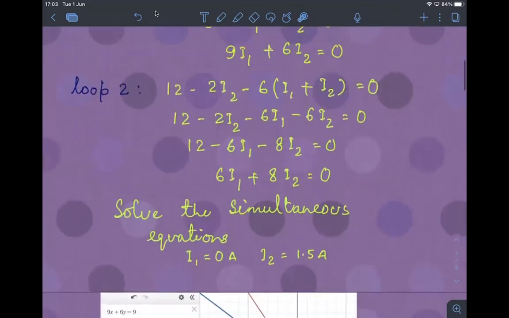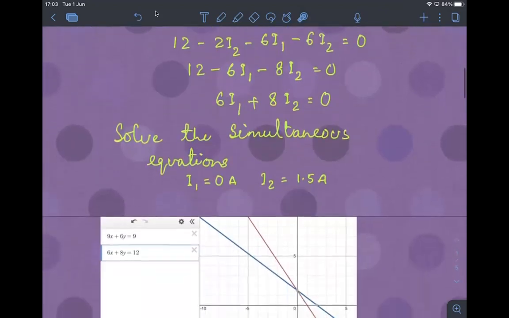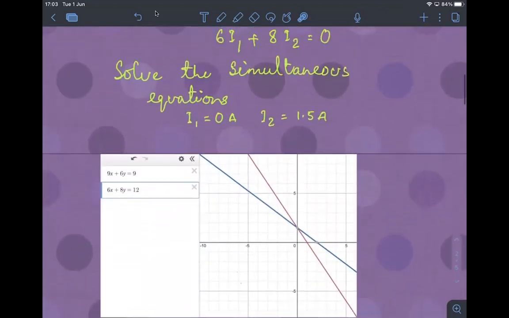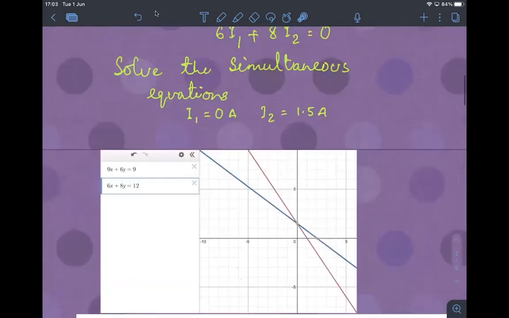Now what I'm going to do is, because in your exams you are allowed to use the graphing calculator, I'm going to graph these two functions. And I've taken the screenshot of my graph. I graphed both the functions on my calculator, and I see the point of intersection. This is the point of intersection. And if you look, the point of intersection is 0 and 1.5. So my I1 is 0 and I2 is 1.5. And that's how we solve this question.